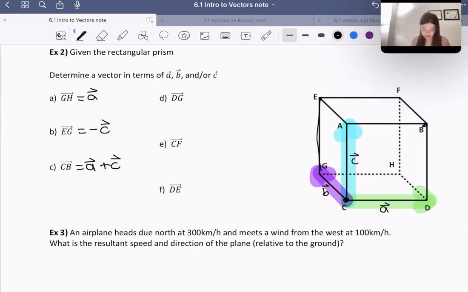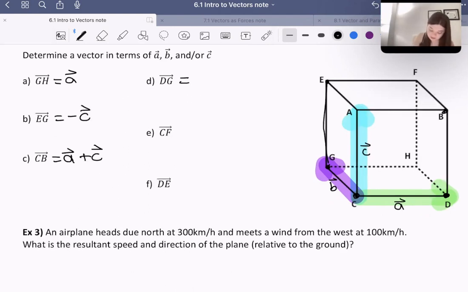Okay, now what about DG? Well, here we have D, and then G is all the way over here. So if we did negative A, if we went backwards for A, and then added B, we would have it. So I'm going to write that down: negative vector A plus vector B.